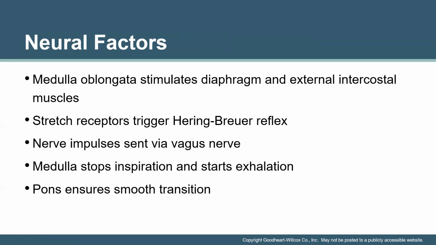Some of the neural factors in charge of respiration would be changes or stimulus to the medulla and external and internal intercostal muscles, so muscles in your rib cage. You have stretch receptors that will trigger what's called the Hering-Breuer reflex. This will help prevent overinflation of the alveolar sacs. Once it's activated, stretch receptors will send nerve impulses back up to the medulla via the vagus nerve and alert the medulla to stop the inspiration and then to begin exhalation. The pons comes into play where it works to achieve smooth transitions between in-breath and out-breath.